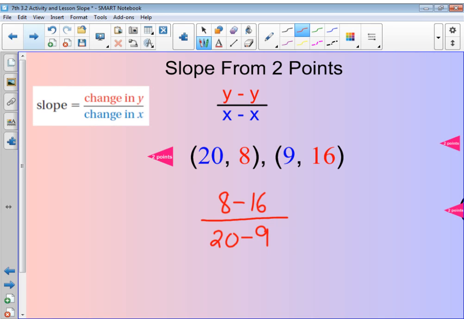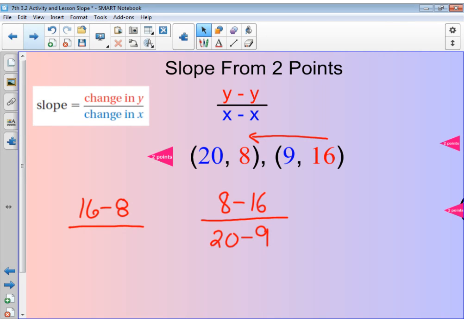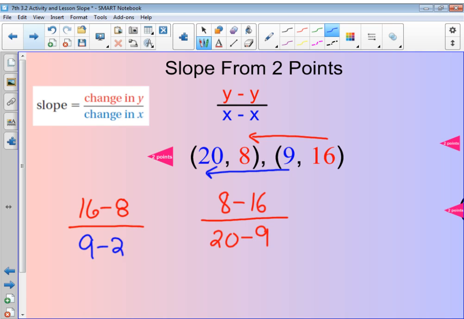So you should have had 8 minus 16, or if you're somebody that reversed it, it should have been 16 minus 8. And I'll show you that if I had done these right to left, it would look like this. And it doesn't matter which order I do them, as long as I put my y's on the top and I do my second set in the same order. So this time I would have to do my 9 and then my 20.